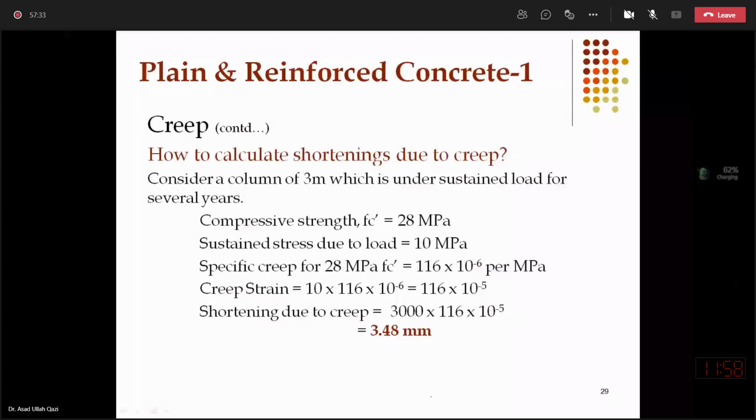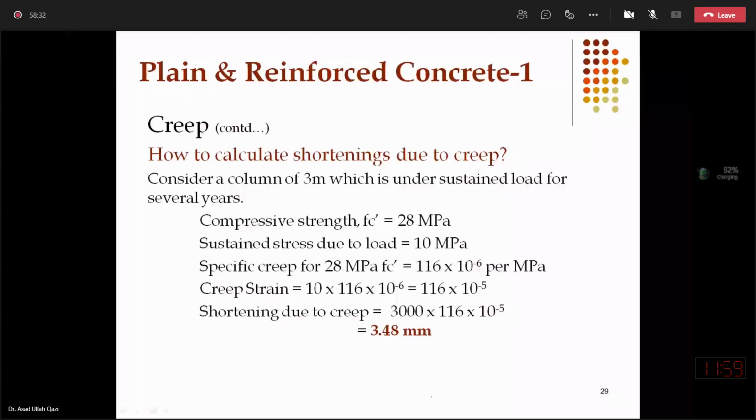Once we multiply it with the sustained stress, sustained stress into specific creep, which is given per megapascal, will give us the strain. Change in length over original length is actually the strain, so the strain multiplied with the length will give us the change in length. For this column, which is 3 meter tall and under several years of sustained stress of 10 megapascal, it shortened by about 3.5 millimeter.